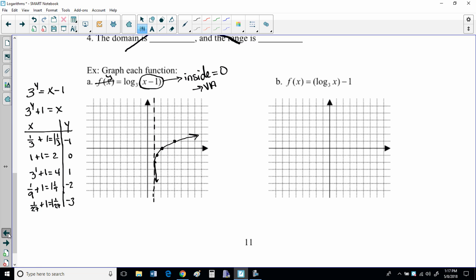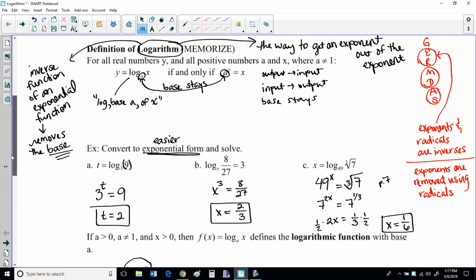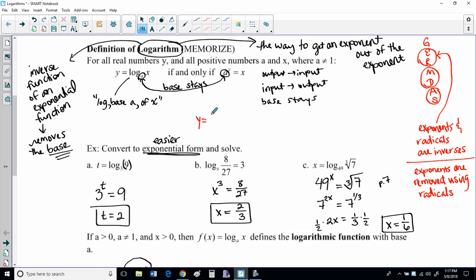Here's why. Let's go back to here. Ooh, look at that mess. Okay, let's put an inside of 0 in another color. So we have y equals log base a of 0. What does that mean? Now interpret it into exponential form. So that would be a to the y, output equals input. You can never raise anything, no exponent, makes 0.